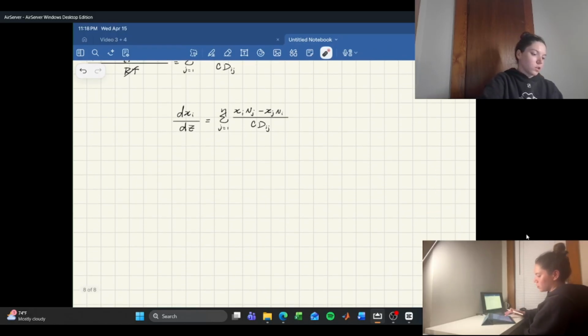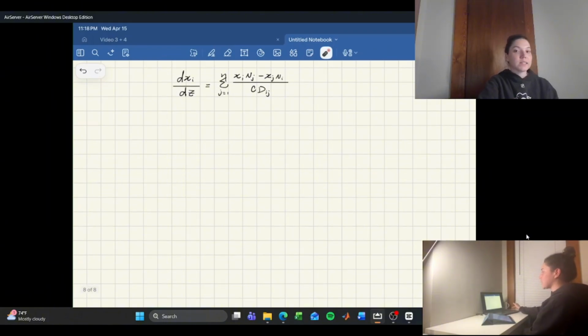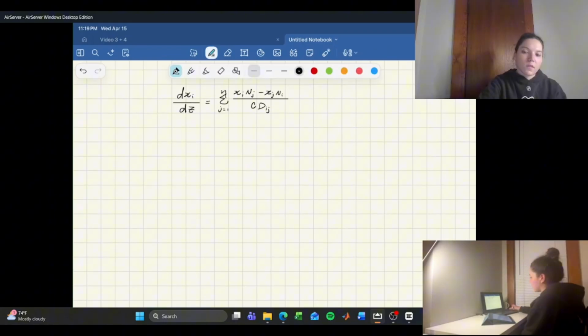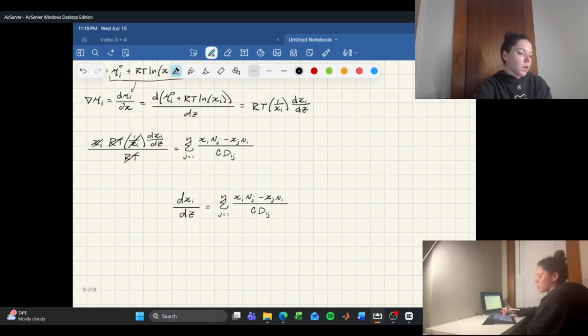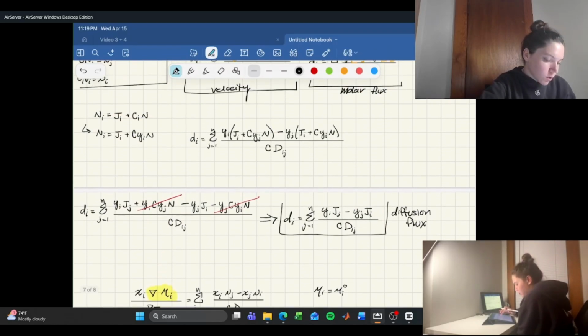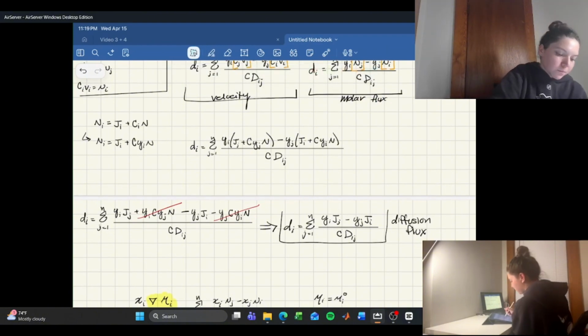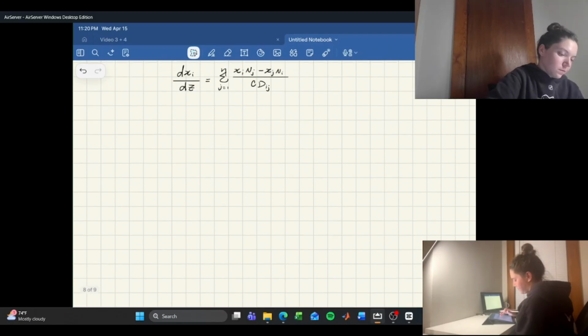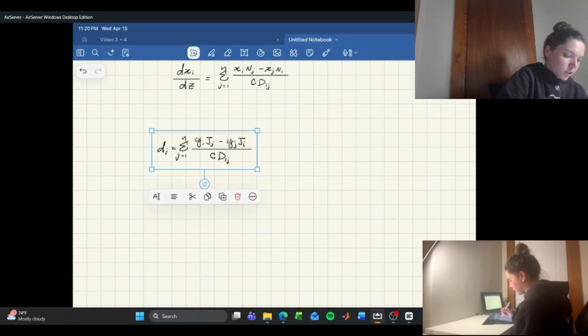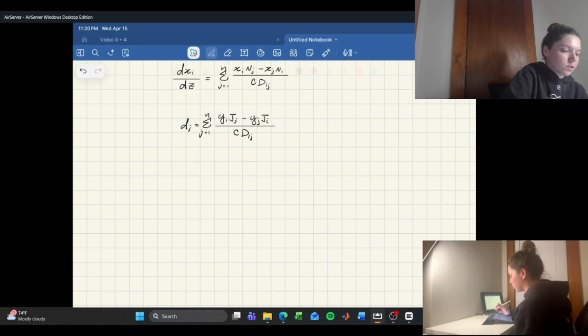So now we're going to see how we can break this back down into Fick's law. When we think about Fick's law, it's going to be in terms of the diffusion flux. So I'm going to use that Stefan-Maxwell equation to start off. Let me scroll up here and I'll copy this down. Okay. Because we want it to be in terms of diffusion flux.